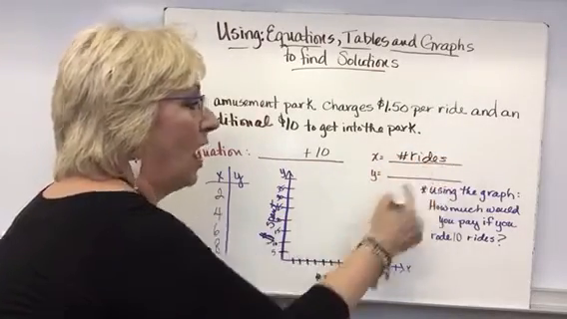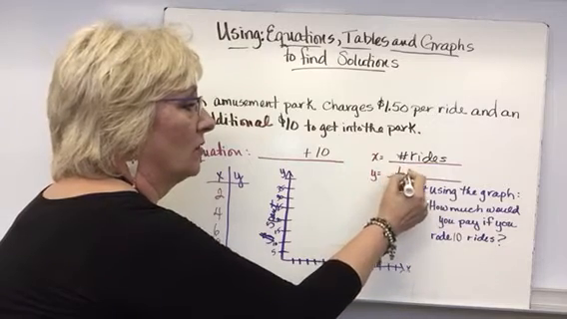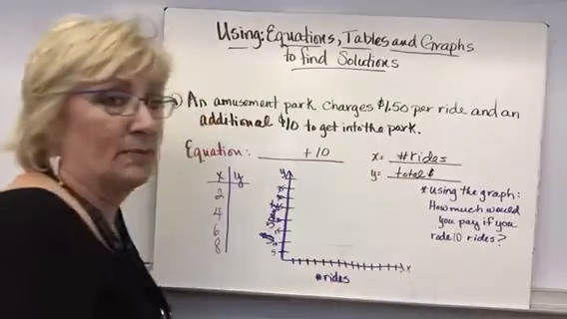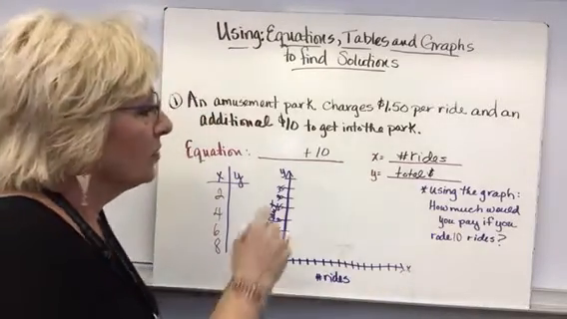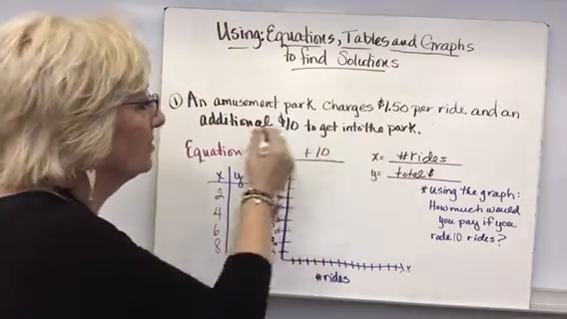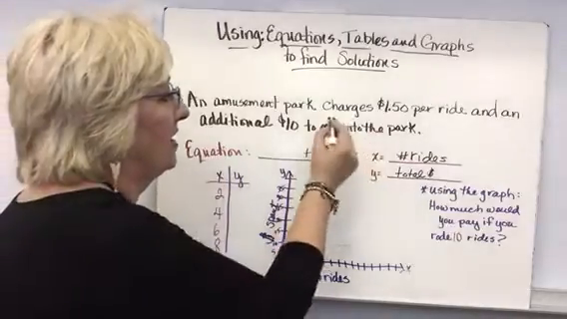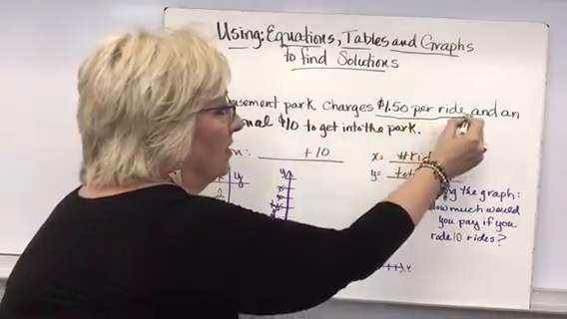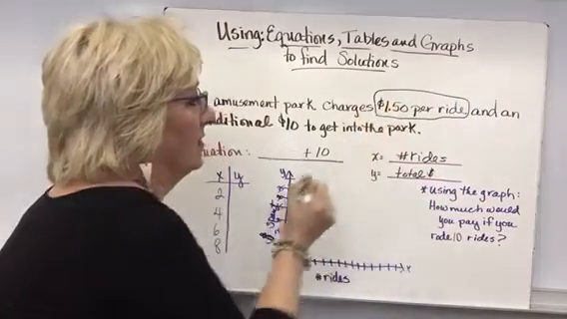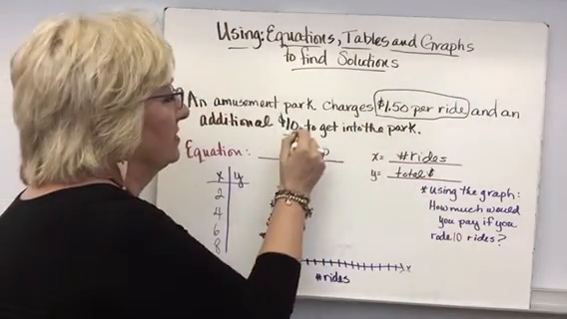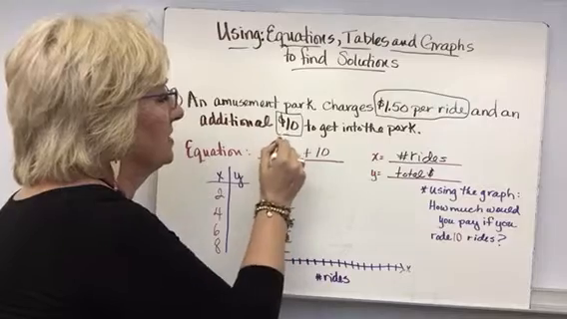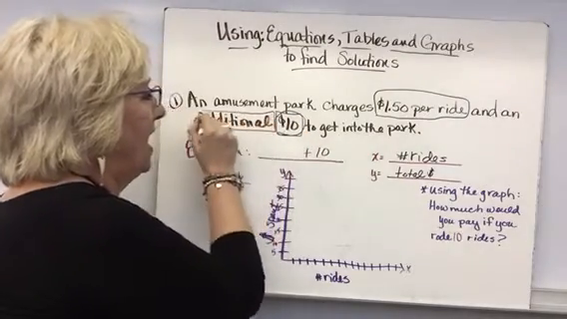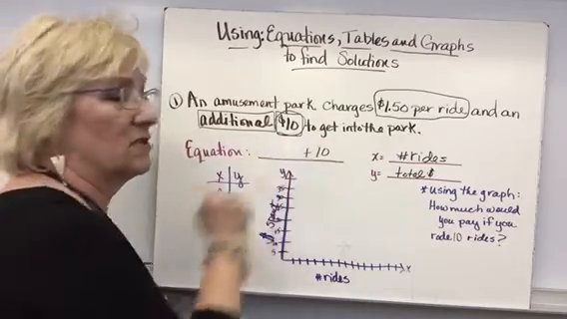And we're going to let Y equal the total amount of money that we're going to be spending at the park. So we're going to look at this, and I know that $10, and let's go ahead and look at that and say it's going to charge you $1.50 per ride, okay? And it's going to give you an additional $10. Those are supposed to be circled. Additional means to add $10 to get into the park.